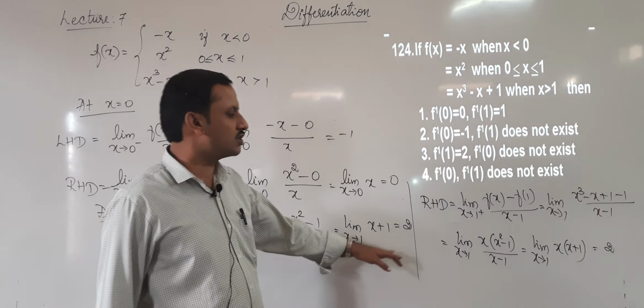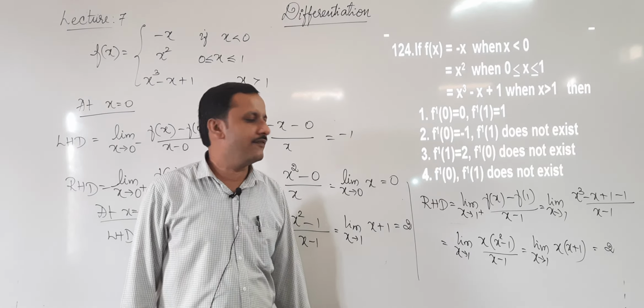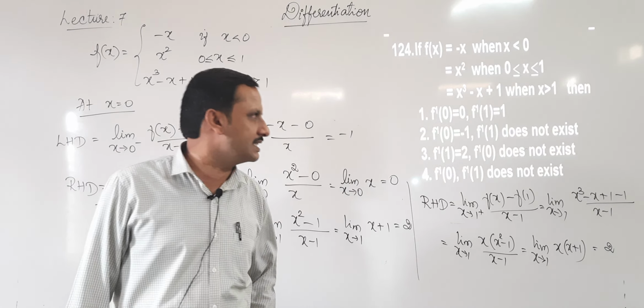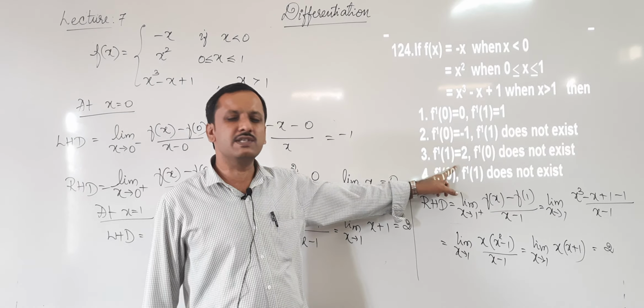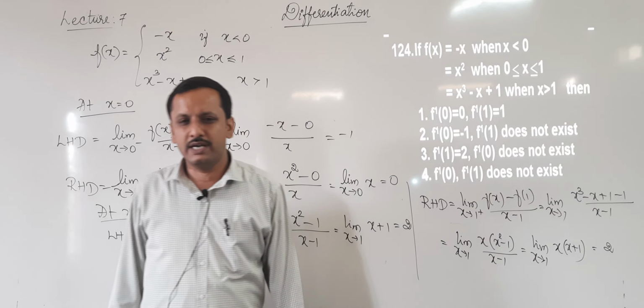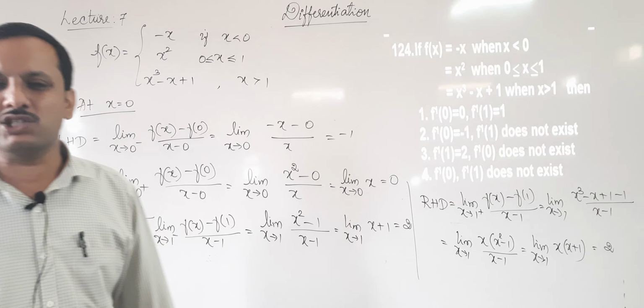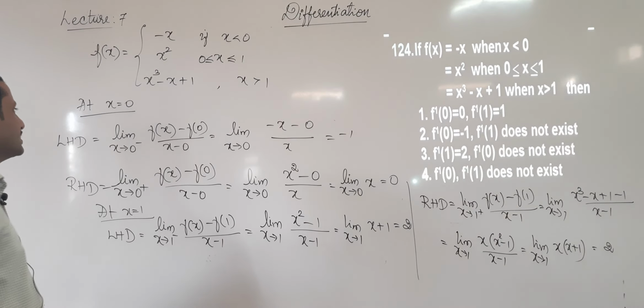Left hand derivative is 2, right hand derivative is 2. Therefore, f dash of 1 exists. f dash of 1 is equal to 2. So, this is the answer. f dash of 1 is equal to 2. f dash of 0 does not exist. This is the actual method. Now, I will tell you what is the shortcut.